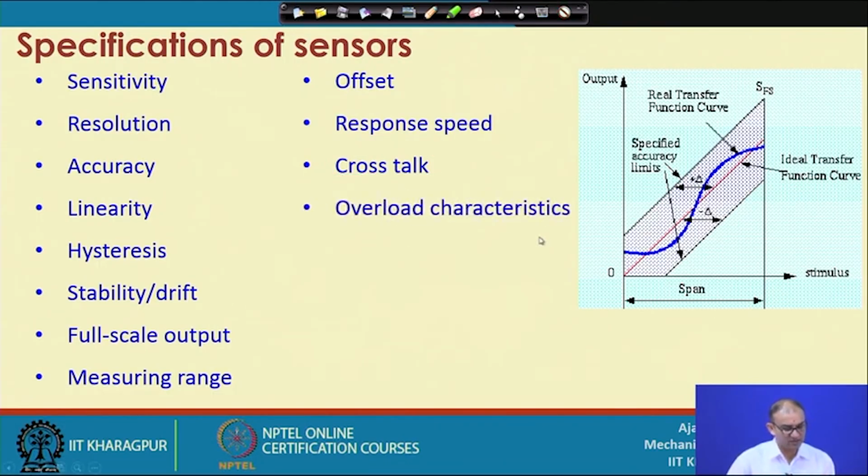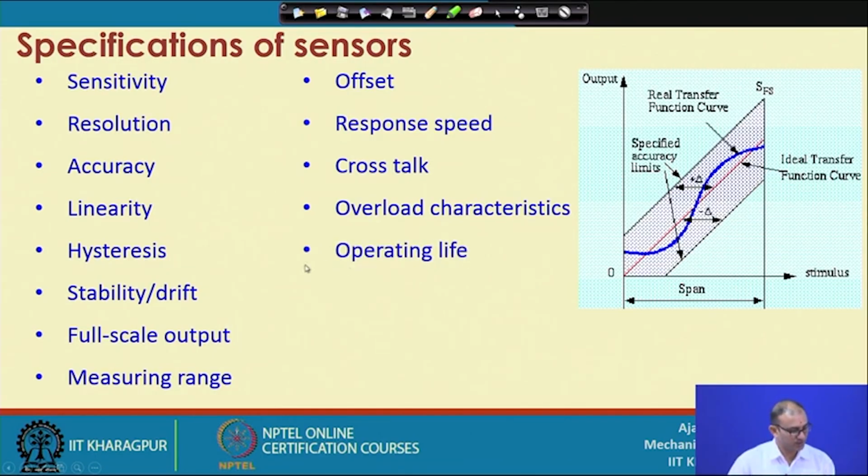Overload characteristic, because sometimes your system is rated for one particular input only. That means, suppose your dynamometer is rated for 100 Newton only, and you are giving 110 Newton of force. So, whether your dynamometer will perform some operation or it will break down completely without giving any type of signal. That is called the overload characteristic, that is, up to what overload it can operate within a safe zone.